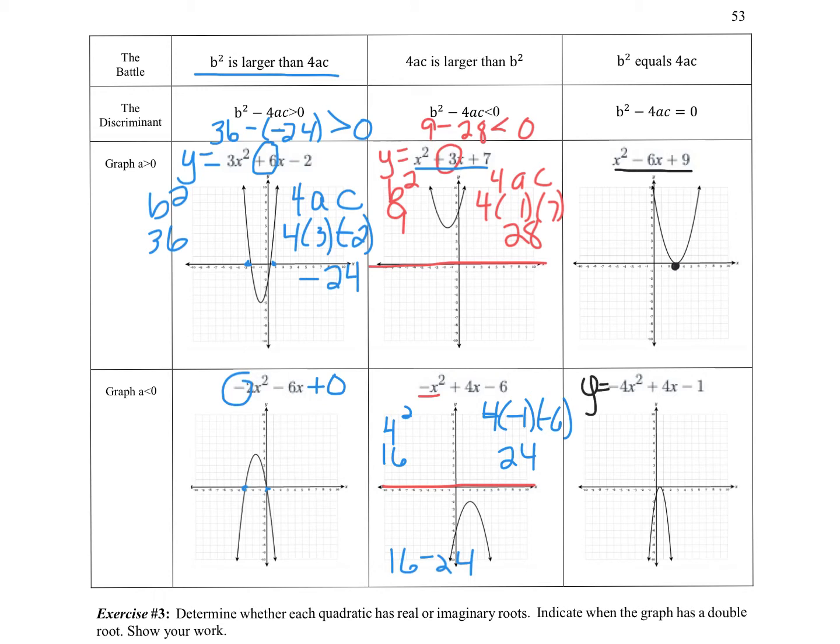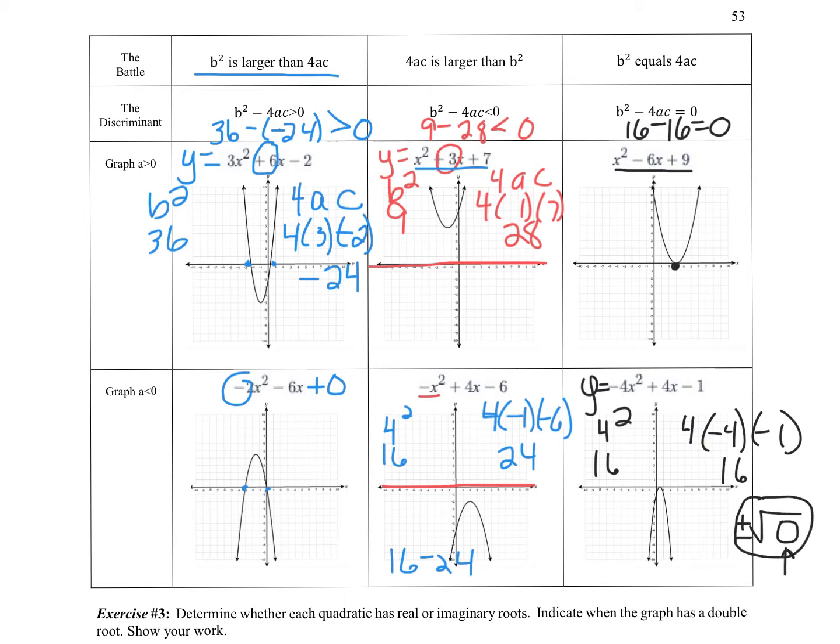b squared here, 4 squared is 16. And 4ac is also 16. So if I do 16 minus 16, that equals 0. And if we think about the whole quadratic formula, that would give us plus or minus the square root of 0, right, where the b squared minus 4ac goes. This is going to give me the same solution, right? Not two different numbers. If I add or subtract 0, I'll get the same thing.